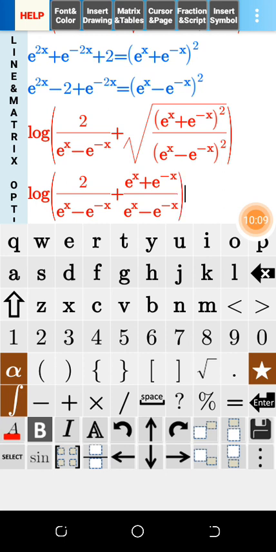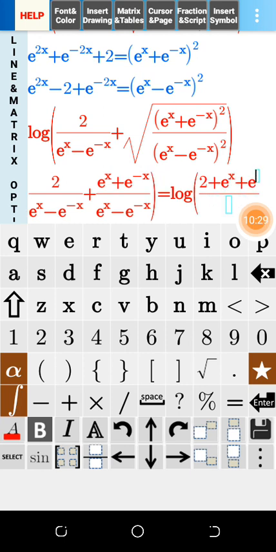So we have a common LCM. So our work becomes log of 2 plus e raised to the power of x plus e raised to the power of minus x, everything over e raised to the power of x minus e raised to the power of minus x. So close your bracket.